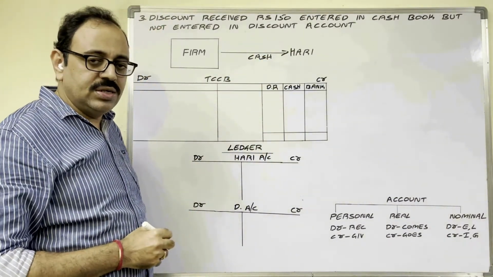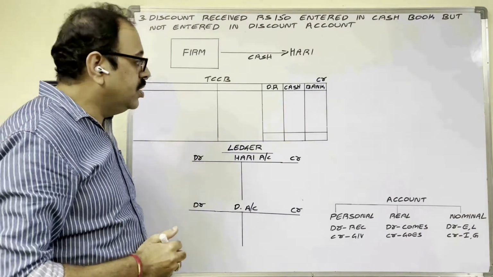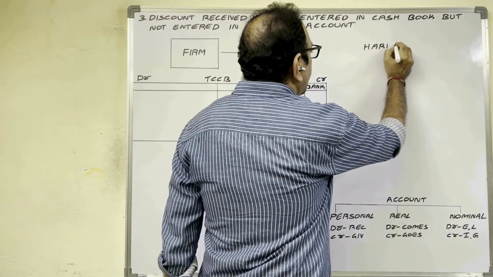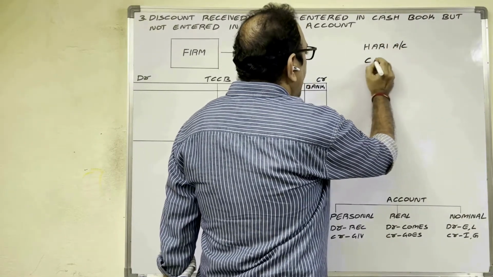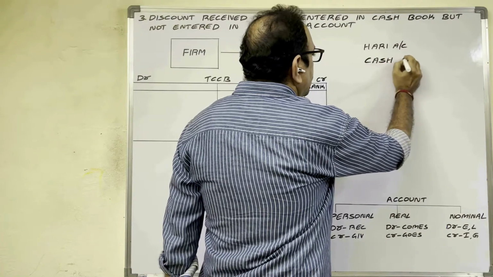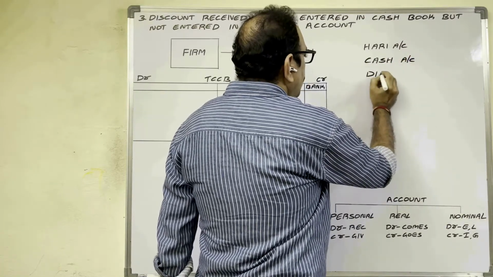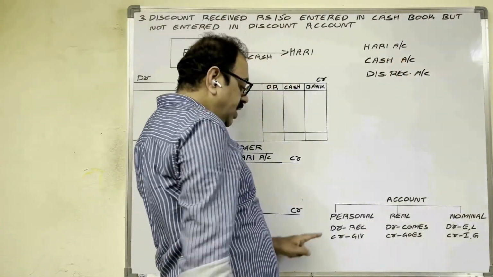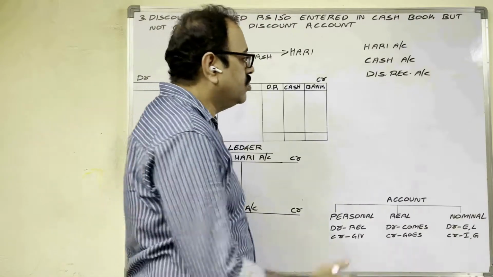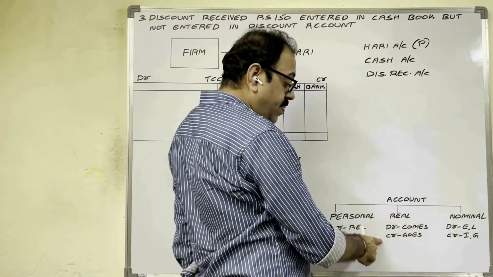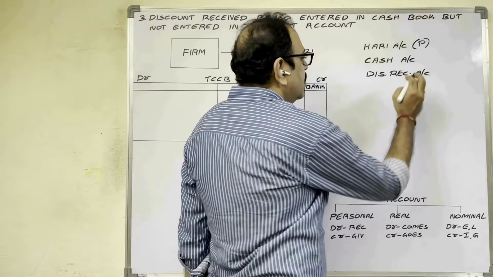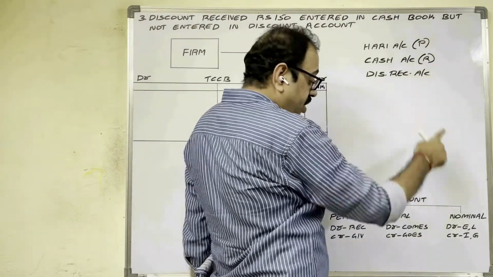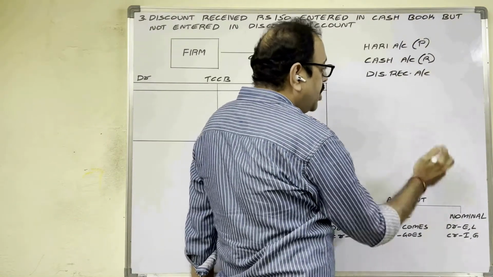This is a transaction. First accounts we should identify. First account is Hari account. Because to Hari we paid money. Second account, cash account. Because cash is going from the firm. Third account, discount received account. Hari, with the person name we opened this account. It is a personal account. Cash, asset no? All assets are real accounts. Cash account is a real account. Discount received, gain. With the gain name, if you open any account, that is nominal account.